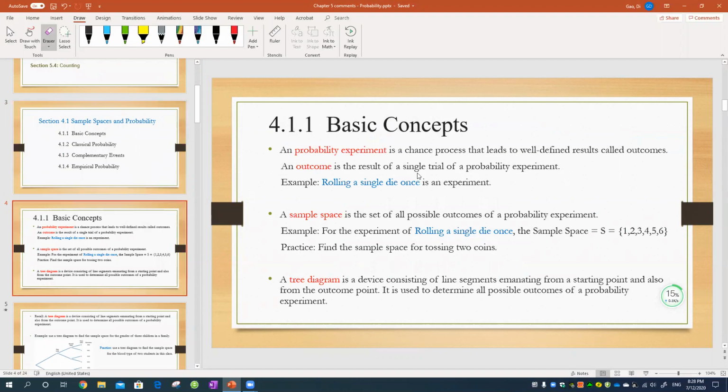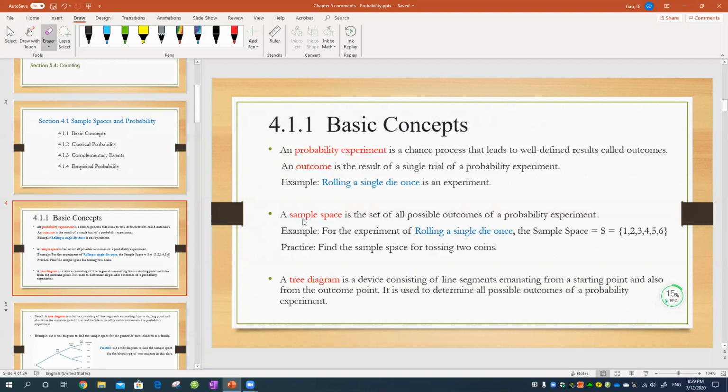Part 1, now let's look at a probability experiment. It is a chance process that leads to a well-defined result called outcomes. So what is an outcome? An outcome is the result of a single trial of a probability experiment. Let's look at a quick example. Rolling a single die once is an experiment because it's a chance process. You have an equally likely chance to get number 1 or number 2 or number 6. So 1, 2, 3, 4, 5, 6, all possible outcomes.